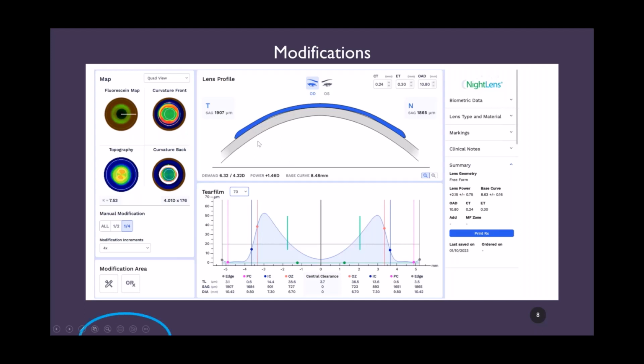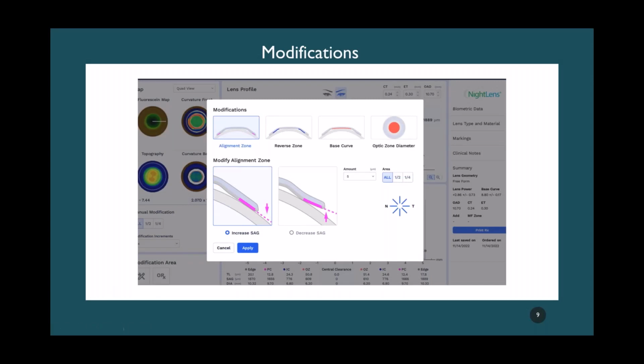So let's say I need to modify a lens. You will see in the New Wave software here, this little area called modification area. I would say that the New Wave software is really quite intuitive. When you click on this little icon right here, it will bring you to this little screen, and you'll see there are different modifications that you can make. Again, very intuitive, very simple. When you click on alignment zone, these two little boxes will pop up, and you can either choose to increase your sagittal depth or decrease your sagittal depth based on whether you need to make your lens steeper or flatter.